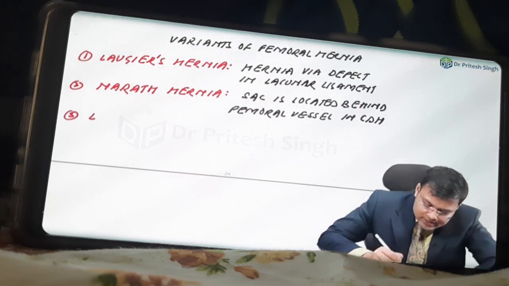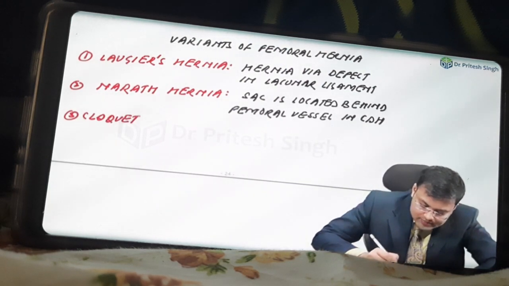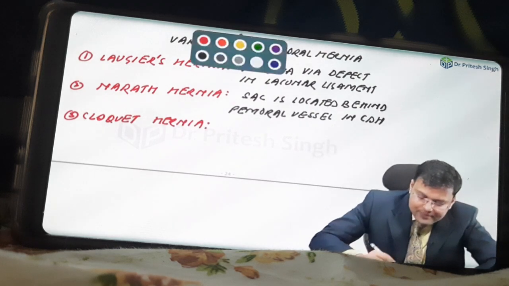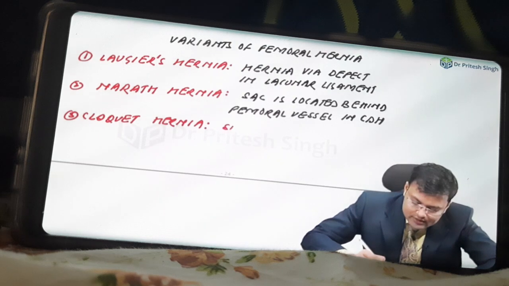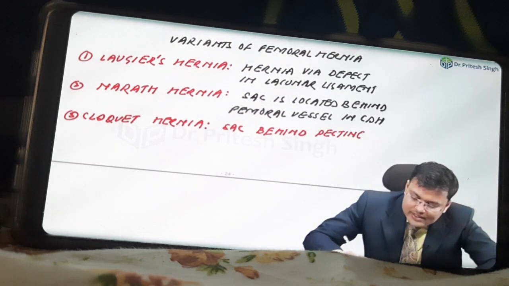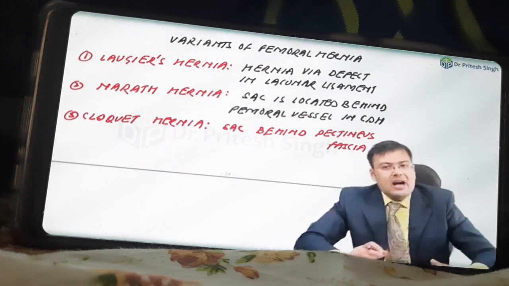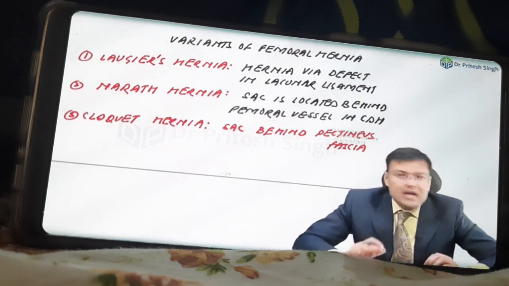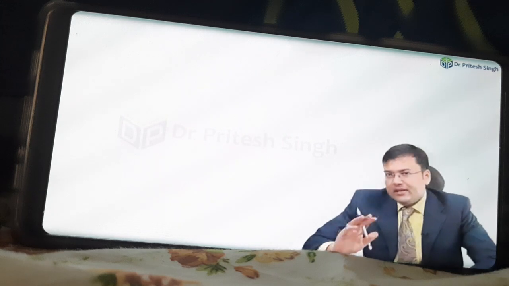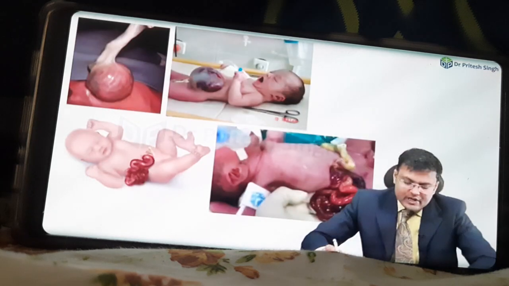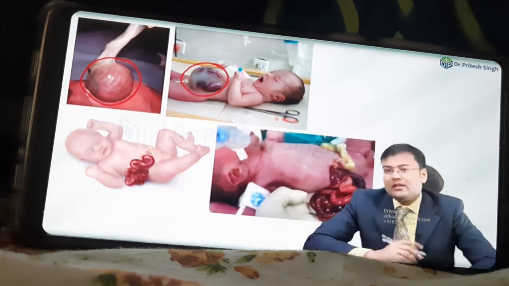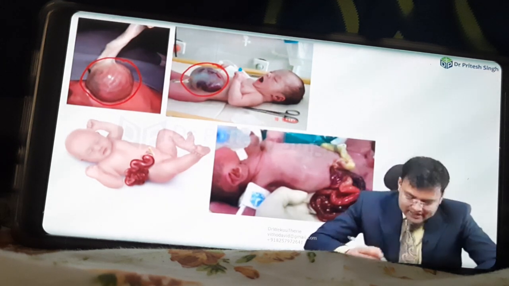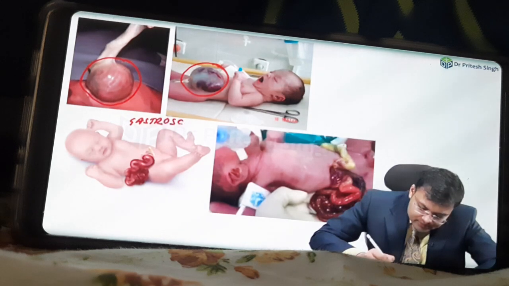And third is Cloquet hernia. In Cloquet hernia, the sac is located behind the fascia, behind the pectineal fascia. So these are the named hernias which are asked frequently in exams, and these are one-liner questions. After that, there are 2 to 3 questions related to the abdominal wall. These are image-based questions. You can see here, this is omphalocele. In omphalocele, the content is covered by 2 layers, amnion and peritoneum, and this is what? Gastroschisis.